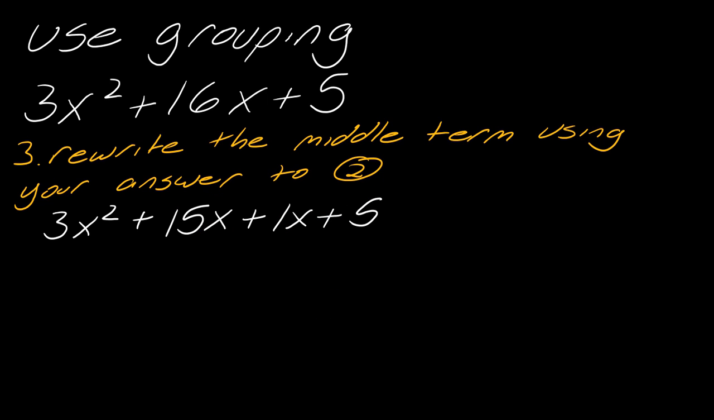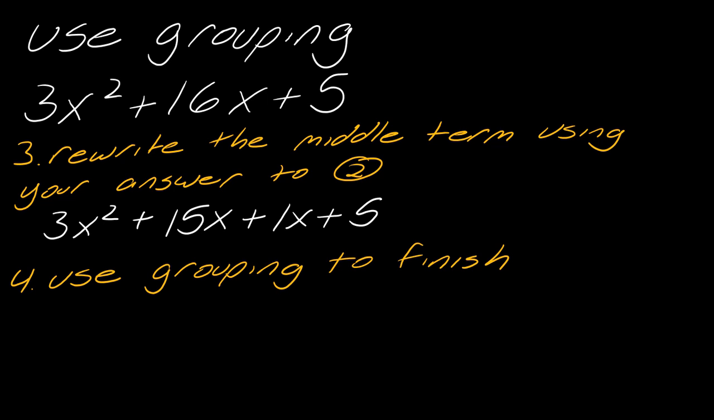And so I'll just note that we're going to use grouping now to finish the problem. And if you're not familiar with the grouping technique, I will drop a link to it in the description where I've done a whole video where I break the whole concept down. So to use grouping to finish, the GCF in the first two terms will be 3x. So I'll go ahead and factor that out. So that leaves me with x plus 5.